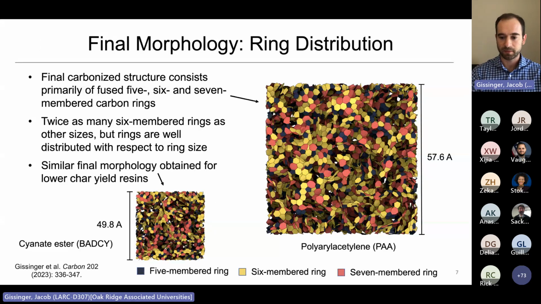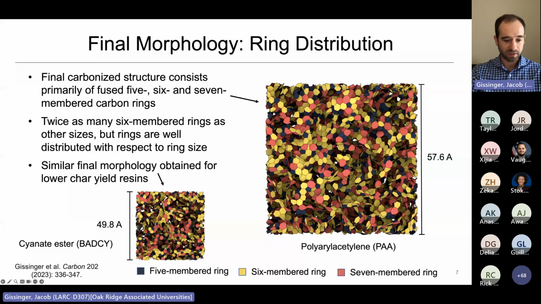But let's take a look at what these atomistic models actually look like after going through that whole temperature cycle. Here's a couple examples. On the right here is a high char yield resin. What I'm showing here is just the carbon rings left over, which make up the vast majority of the material. So I'm showing the 5, 6, and 7-membered rings. There are about twice as many 6-membered rings as 5 or 7-membered rings. And also the 6-membered rings are well distributed throughout the network, as you can see. This is characteristic of amorphous glassy carbons.